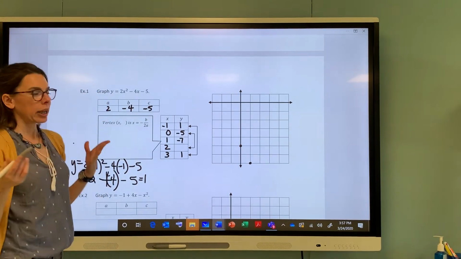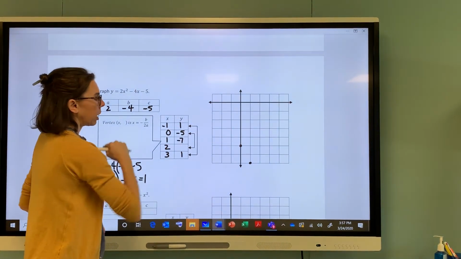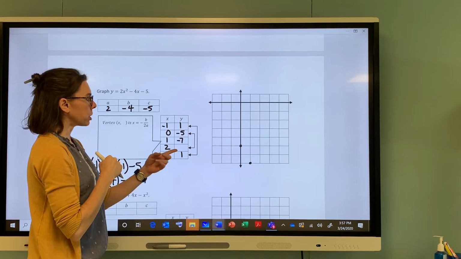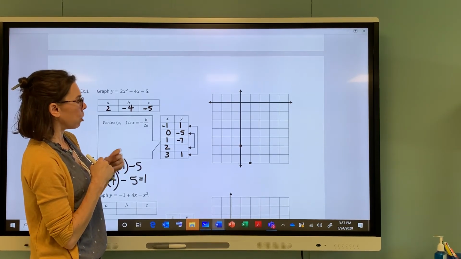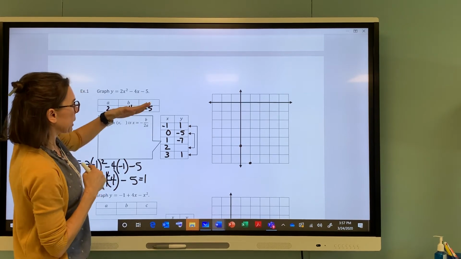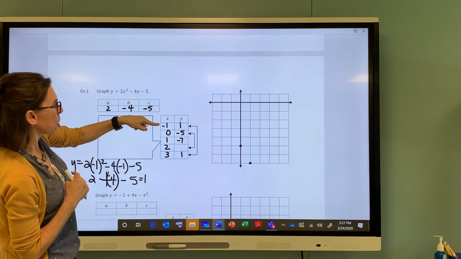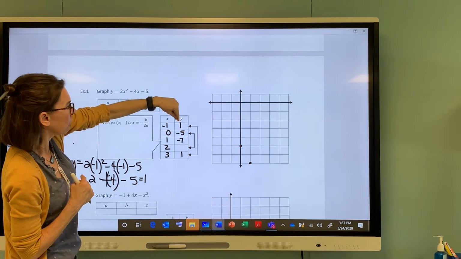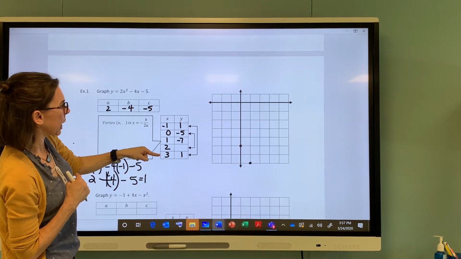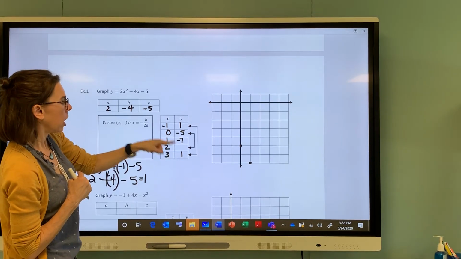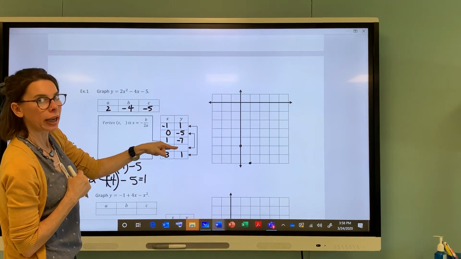Okay, so here's the cool thing, and this is why these arrows are here. So what do you suppose this is going to be? Well, we can see that over here, when it's 2 points away from our vertex, we had a 1 here. Well, looky here, 2 points away from our vertex, there's 1. So this is going to be -5.